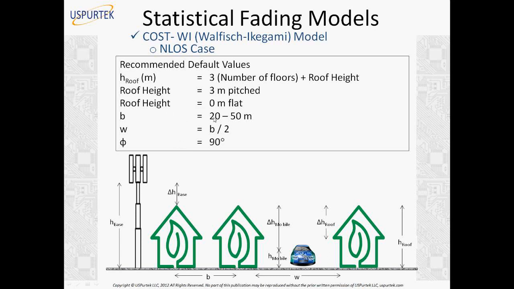Building separation values are only estimates. They could be changed from location to location. Street width also might change. But these are the default values which can be used to get an estimate.